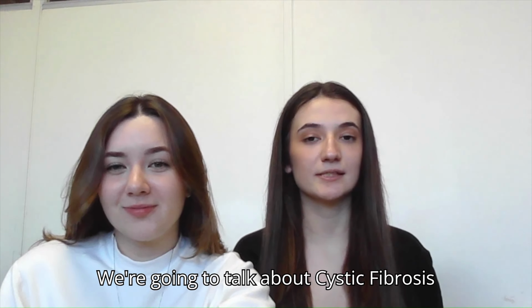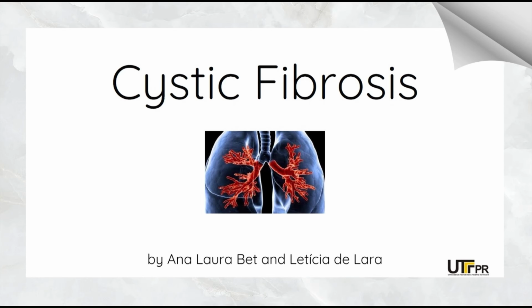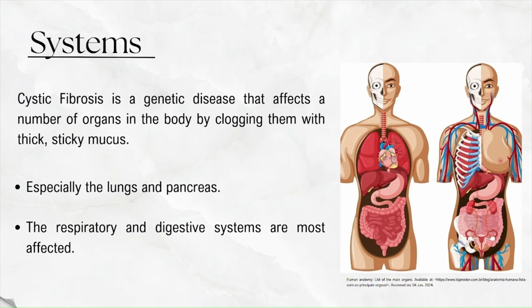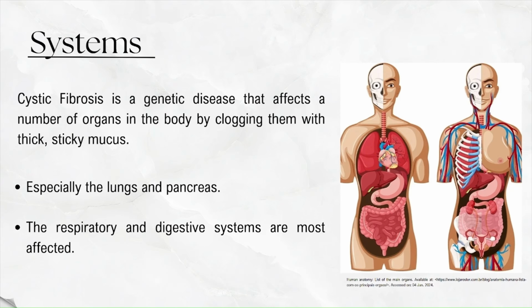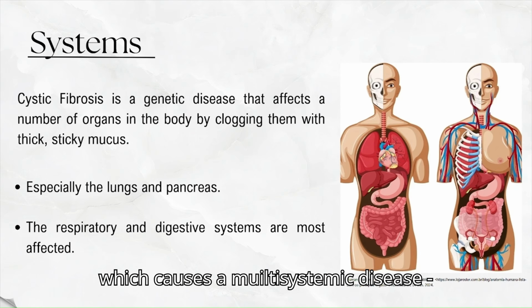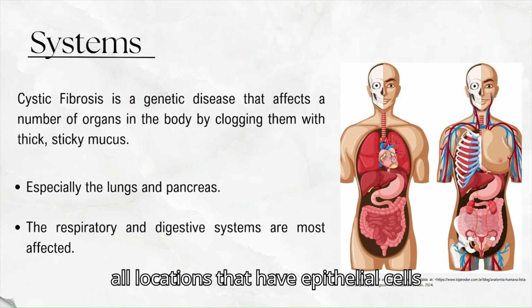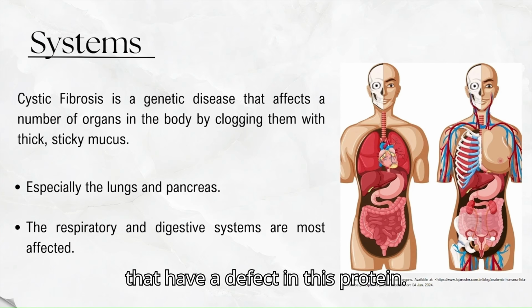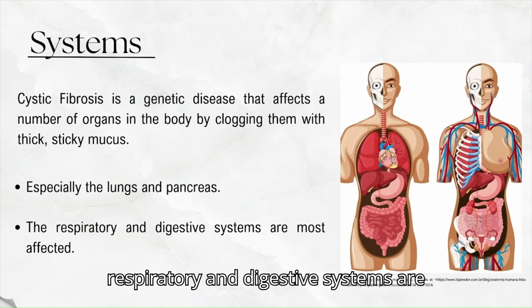We're going to talk about cystic fibrosis for anatomy class. So first, to understand cystic fibrosis, let's talk about systems. Cystic fibrosis is a monogenic disorder which causes a multi-systemic disease. It doesn't just affect one location, but all locations that have epithelial cells that have a defect in this protein, especially the lungs and pancreas. The respiratory and digestive systems are most affected.